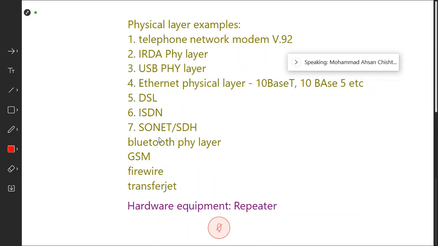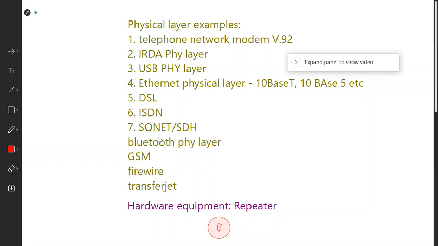There used to be passive hubs also. Nowadays, you do not see these hubs because they have again been taken over by switches. Modem is another example of this. And we have IO devices. What are these IO devices?